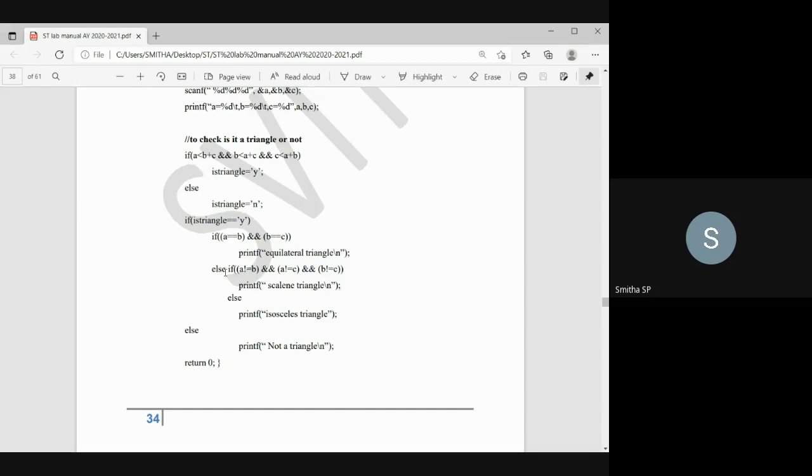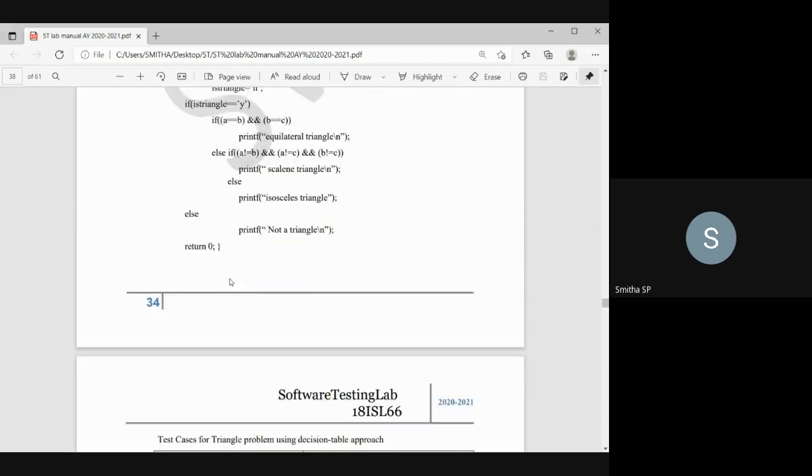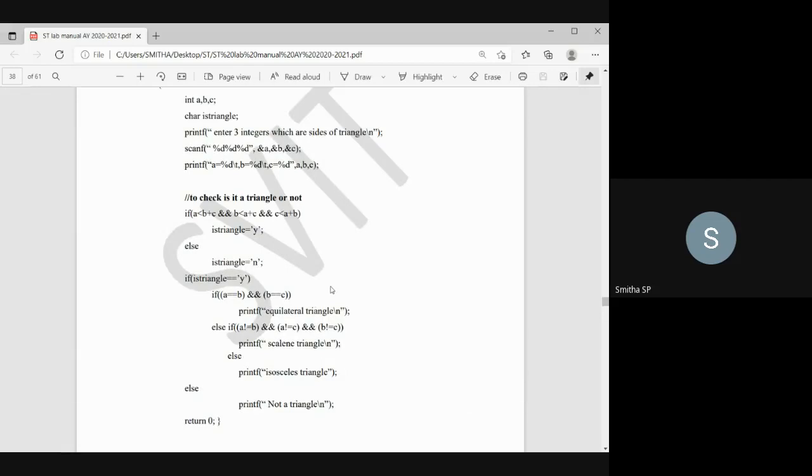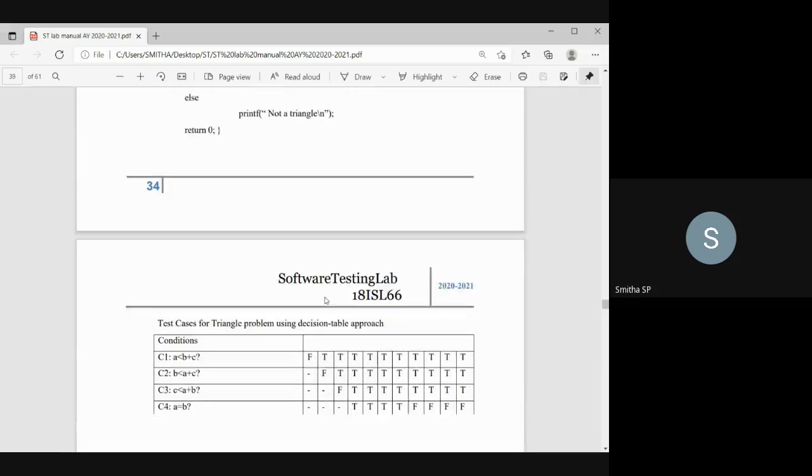Next, if this condition is also not satisfied, the control will move to the else part. Then if these two conditions are not satisfied, it is an isosceles triangle, no need to check with it. So you print it as an isosceles triangle. Suppose an error flag has been set, then you have to print it as not a triangle. So this is the program. You have discussed it in the first session only, both offline and online.